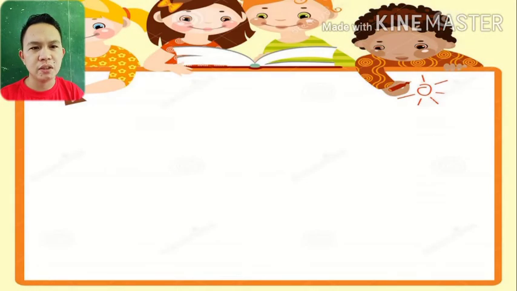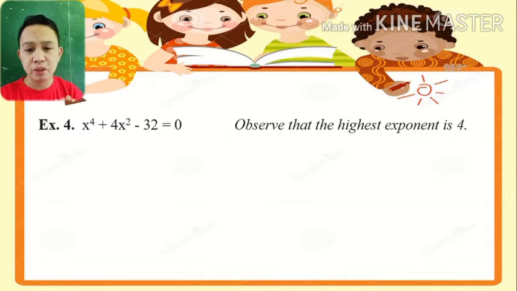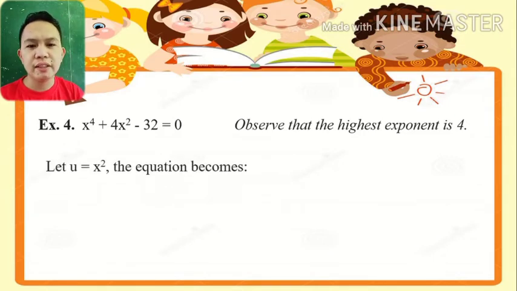The last example is this one. We have also another type of equation na hindi siya radical at hindi rin siya rational. But in this case, you can transform this one into quadratic equation. So, madali lang ito. Magkakaroon lang tayo ng let, or you can let any variable to represent the x squared. So, let u is equal to x squared. So, yan yung magiging let natin.